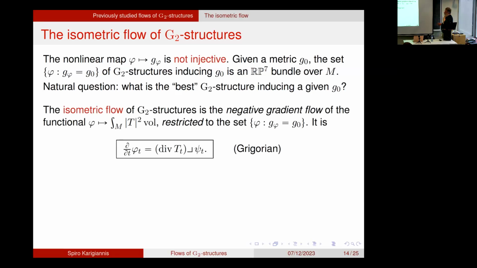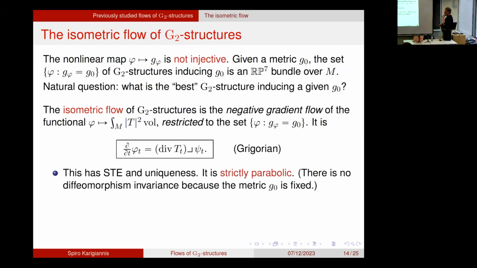So this, remember, T was a 2-tensor. The divergence is a vector field or, equivalently, a 1-form, and we hook it with a 4-form to get a 3-form. This one has short-time existence and uniqueness, and in fact, this is really nice. It's strictly parabolic. You don't have to do any DeTurck trick. And the reason this happens is because the metric is fixed, so it's not diffeomorphism invariant. This is over a finite dimensional space.